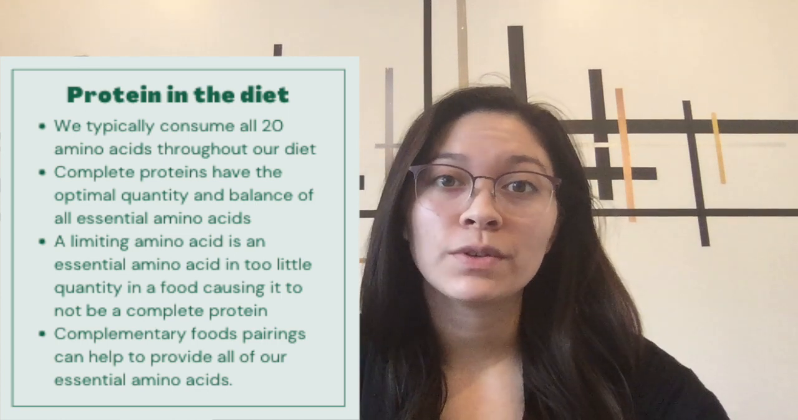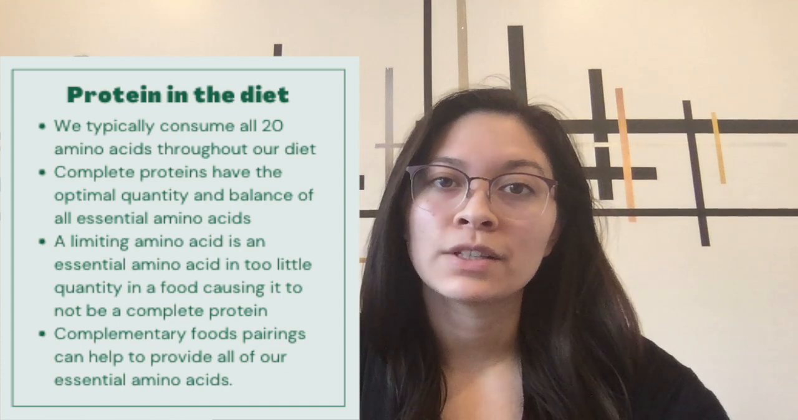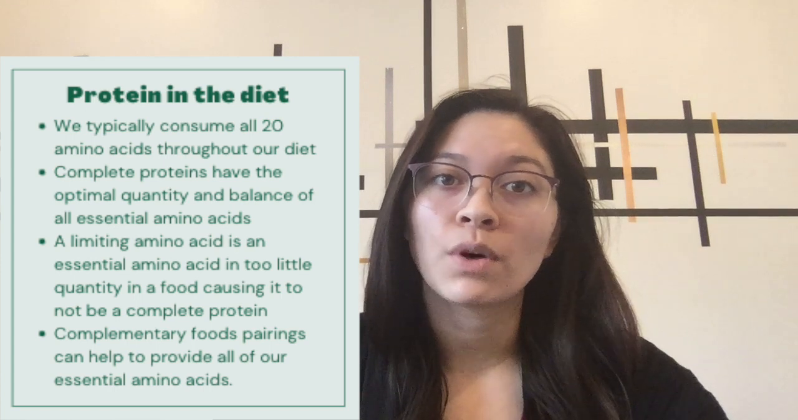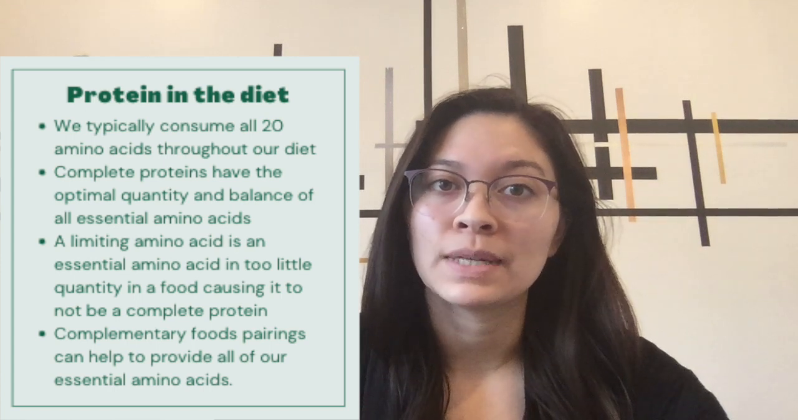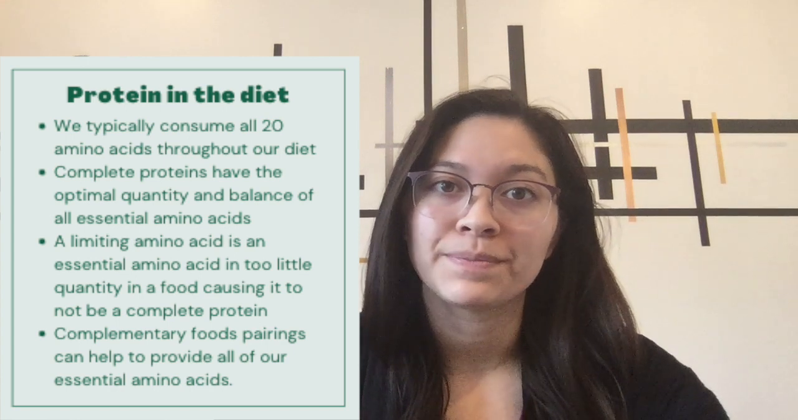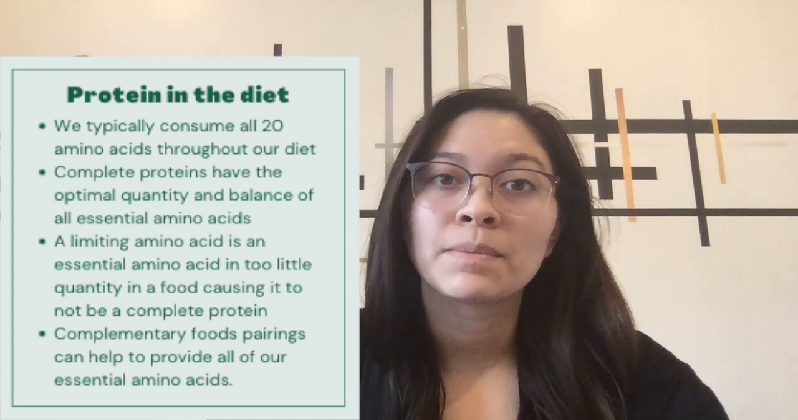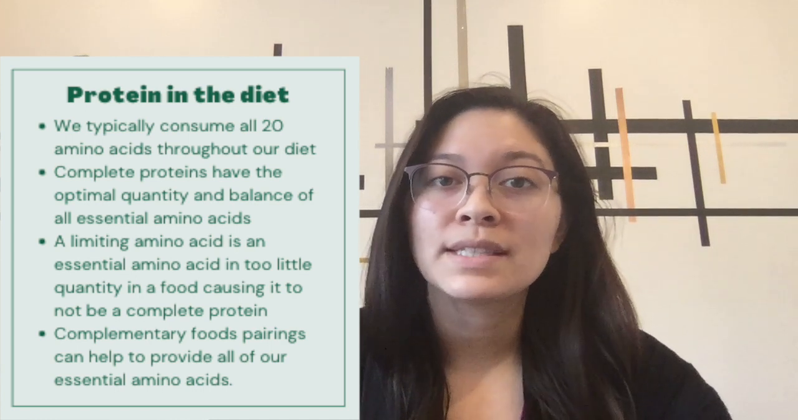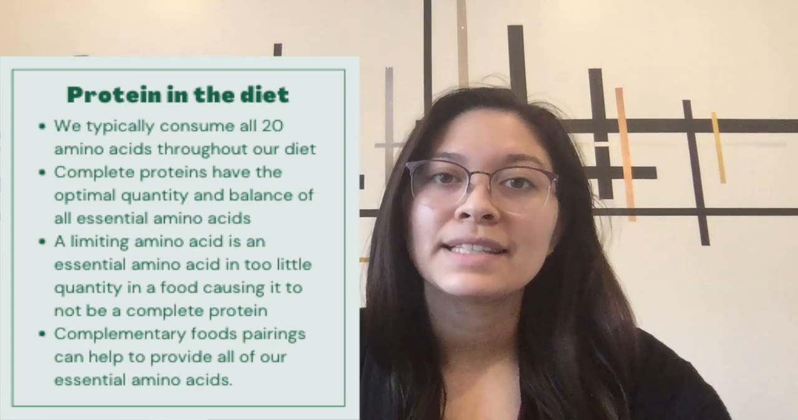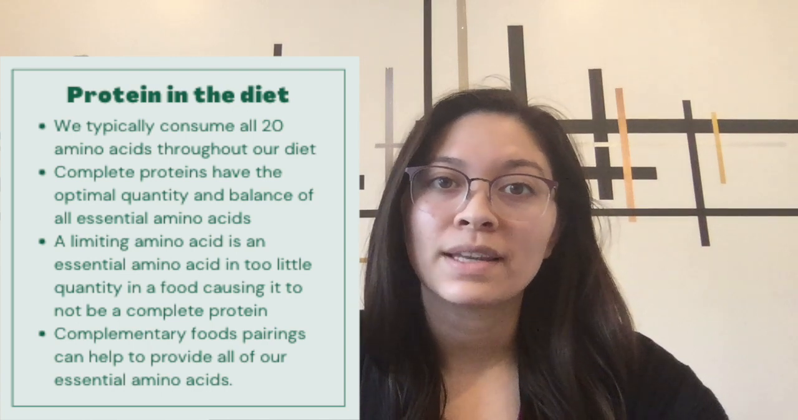For protein-containing foods, we can see something called a limiting amino acid, and this is going to be referring to a specific essential amino acid that may be at too low of a quantity or might be missing from a food so that it's keeping the food from being considered a complete protein. While we might consume a variety of incomplete proteins as well as complete proteins in our diet, you can see the use of complementary foods or pairing multiple foods together to get all of the essential amino acids in our diet in an adequate level.